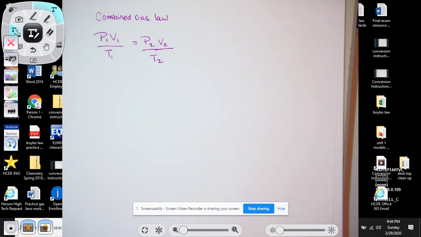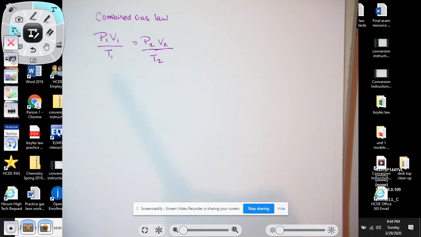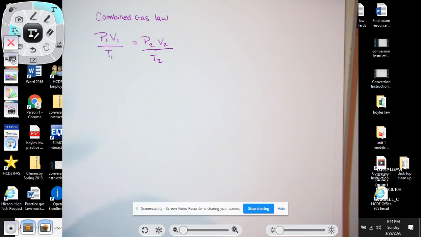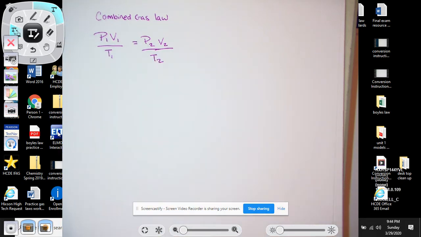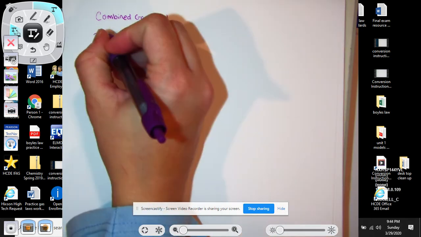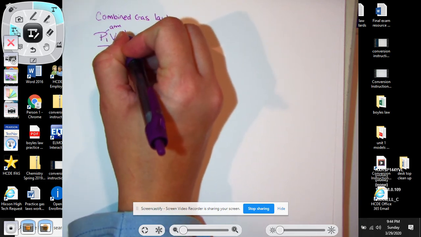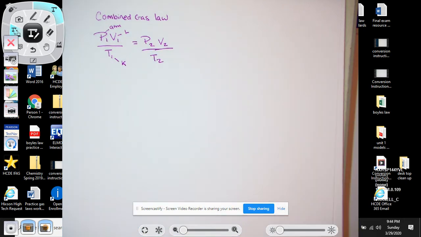All right, so we're dealing with the combined gas law today, and as it sounds, it's combining some of the other gas laws. As you can see, you've got the P over T, you've got the V over T, which you've seen before. If you take out the temperature, you've got P1, V1. This is a combination of a lot of the laws that you've seen so far. Pressure is still measured in atmospheres. Volume is still measured in liters. And temperature is still measured in Kelvin.